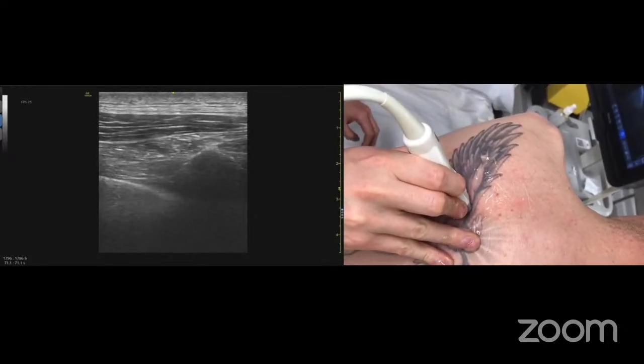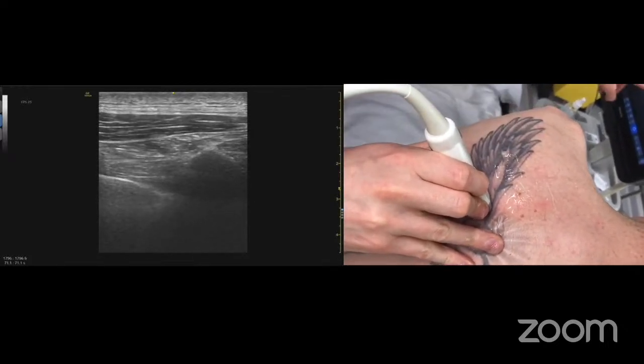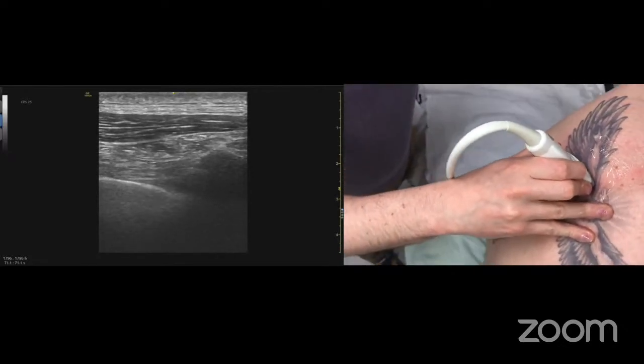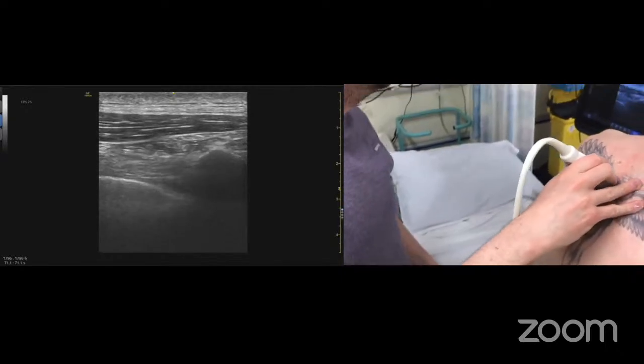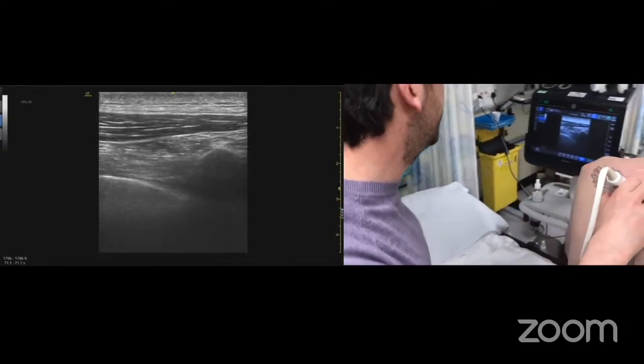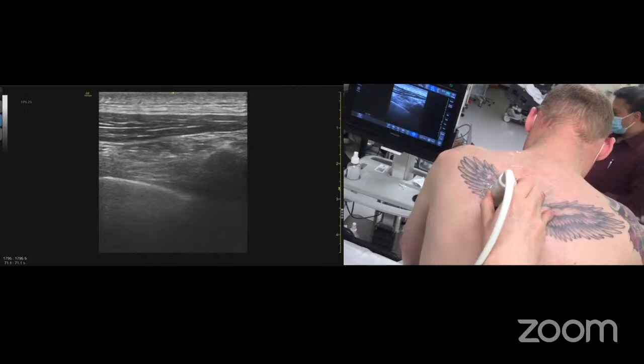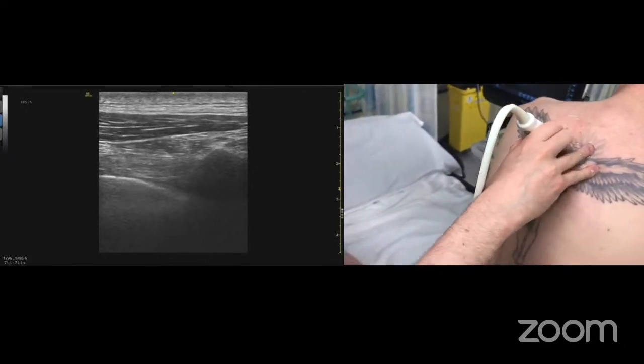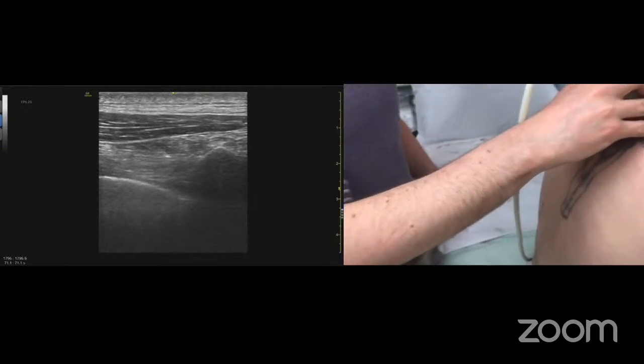With this image, we have a transverse process on the right of the screen, and pleura at the bottom, and the intercostal muscles articulating with the transverse process. And you can see there's a little triangular wedge just to the left of the transverse process, which is a bit darker, and that's the paravertebral space.